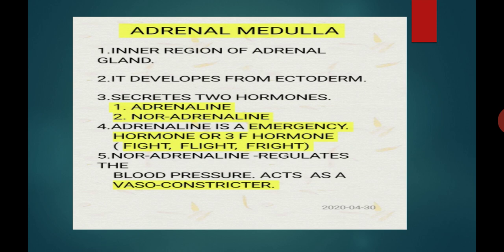It secretes two hormones. One is called adrenaline, and the second one is called noradrenaline. So these are the two hormones secreted by the adrenal medulla. Adrenaline is also called epinephrine, and noradrenaline is also called norepinephrine. So epinephrine is nothing but adrenaline, and norepinephrine is nothing but noradrenaline.